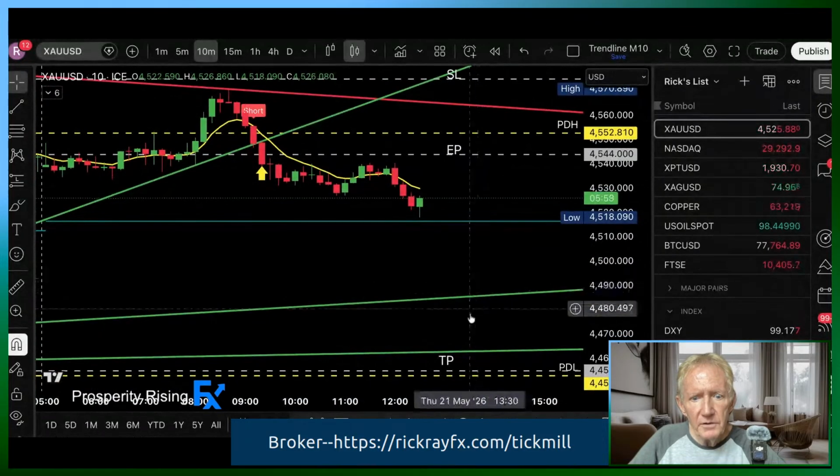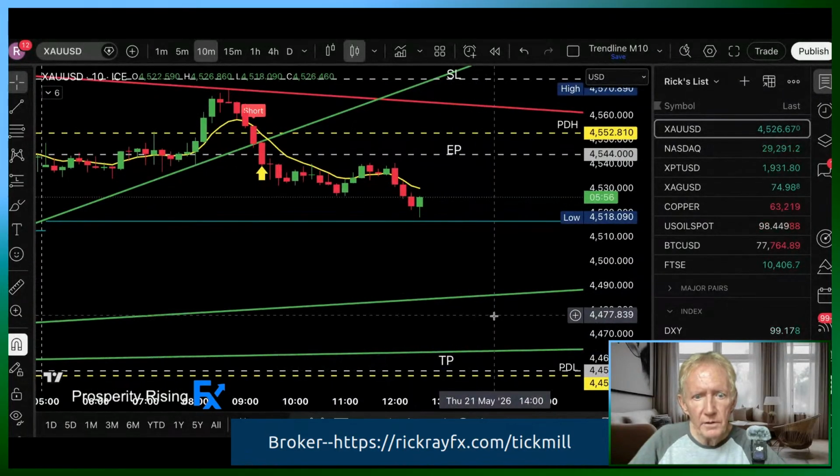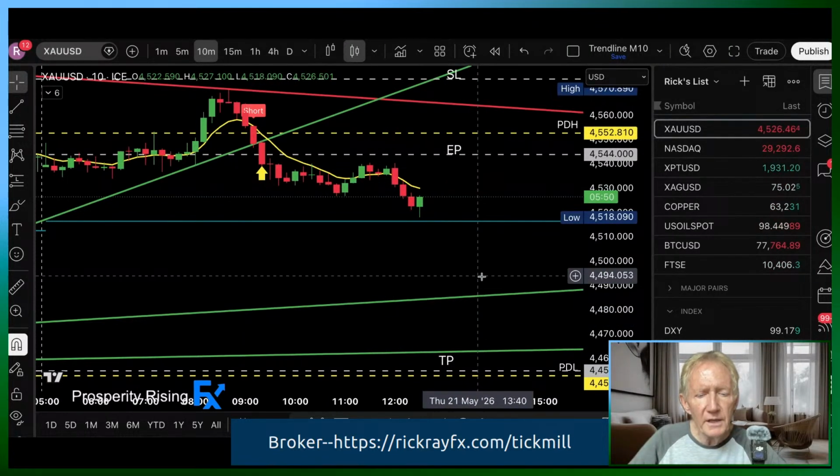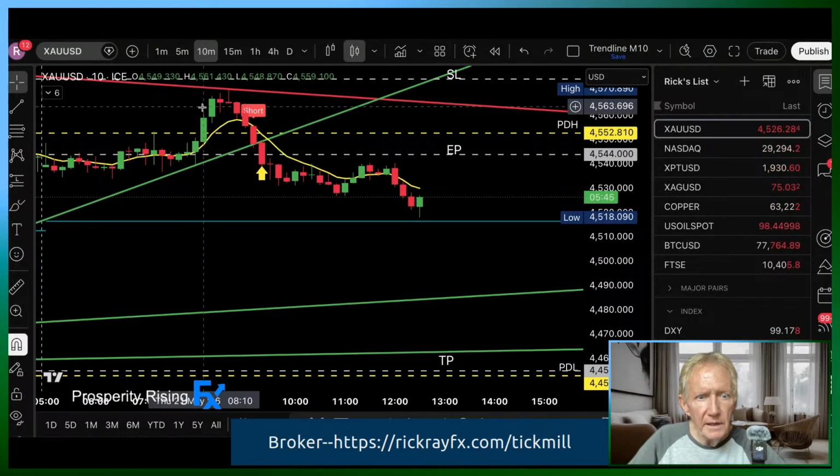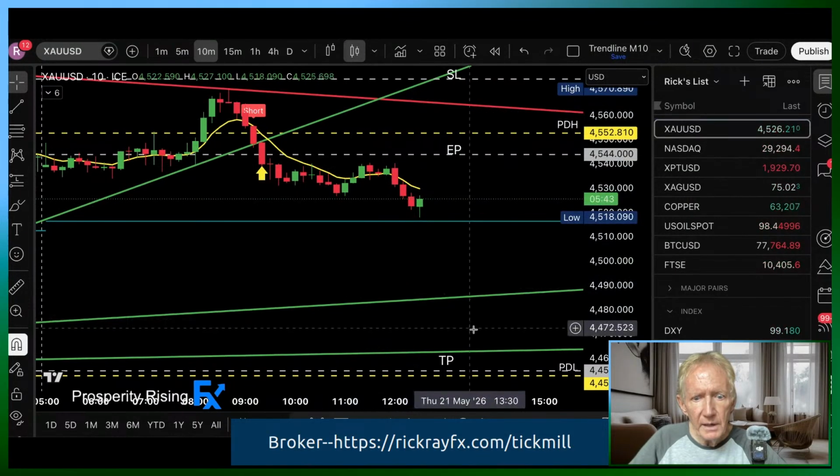I put my take profit just above the previous day low for yesterday, because I think that might be where we go. That might be where the institutions, the smart money, might be where they want to go. They've got all the liquidity they need now to push the price back down.